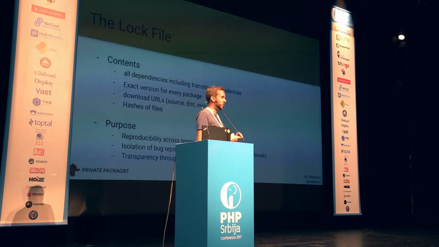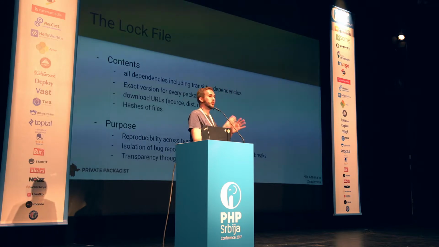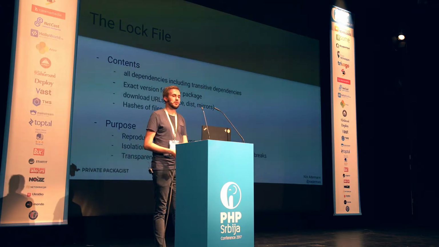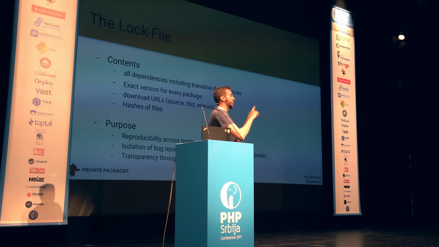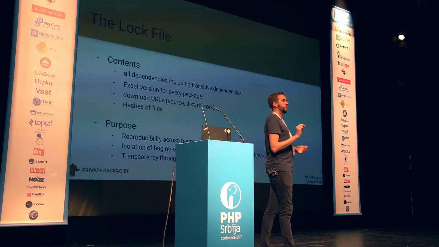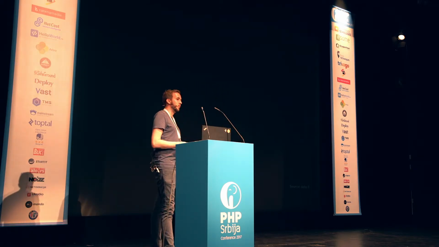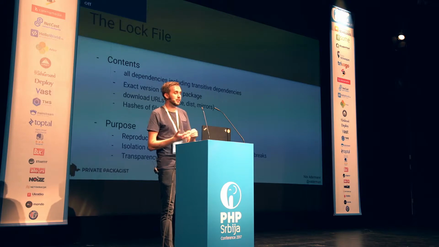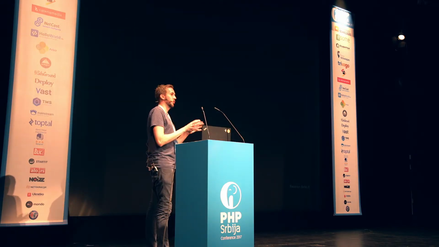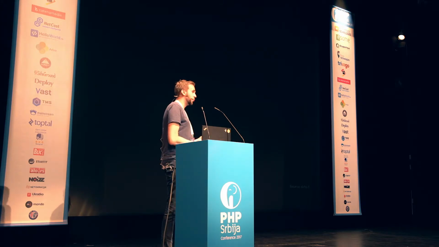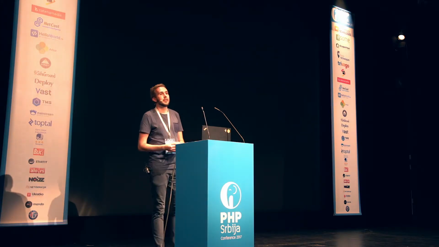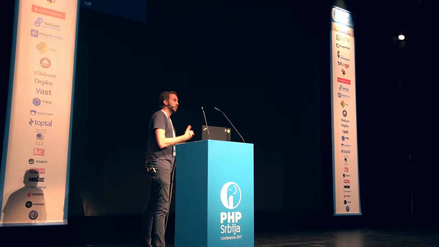And it contains an exact version number for each of them. So not a version constraint, but an exact number. And it contains the metadata for the respective package and version. So that's the URL where it's supposed to be downloaded, like the Git repository where it was originally from, the requirements it had at the time, hashes of files that are to be downloaded. And the purpose of the lock file is to make composer install reproducible.